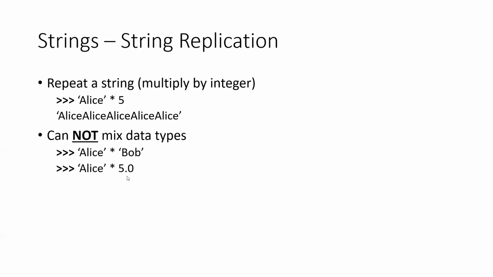On string replication, this is where we're going to repeat the string, which is just a multiply of whatever integer we give it. So if we have Alice asterisk 5, I don't want to say times because it's not times. I don't want people getting that confused with a math operator. Then you will get Alice, Alice, Alice, Alice, Alice 5 times total. You cannot mix data types. So in other words, I can't do a string replication of one string by another string, and I cannot do it by integer or floating points either.